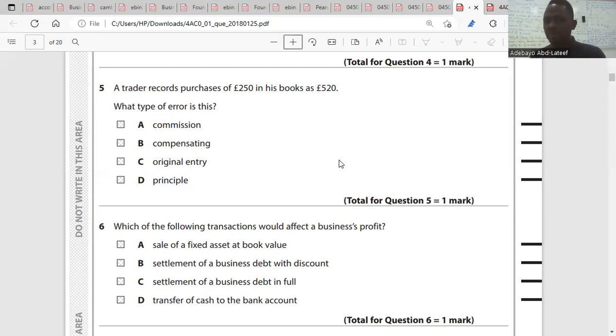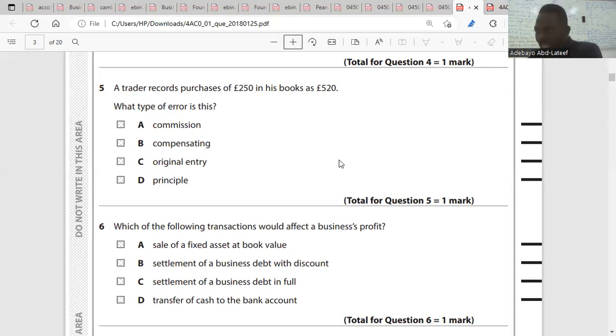Another example of error of principle is when you record expenses as assets and assets as expenses. Both of them are debit entries, so your account will still balance. Do you get my point? Assets and expenses are debit balances. For example, motor vehicle is an asset, and motor expenses is an expenditure. When you purchase a motor vehicle, it's an asset, a debit balance. When you maintain the motor vehicle, whatever you spend on it is an expense for the business. Do you understand the difference here?